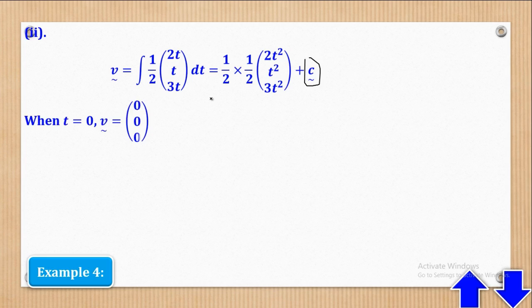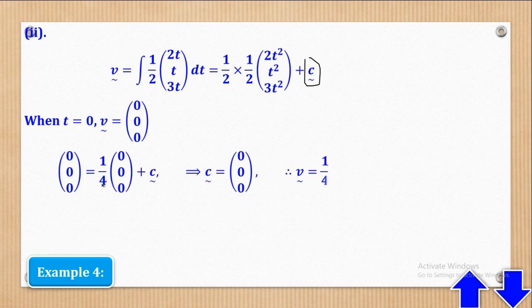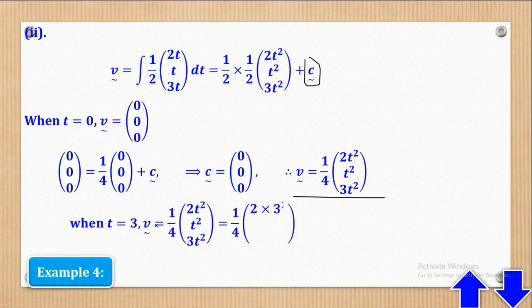Next I'll remember the initial conditions. Initially the particle is at rest, meaning velocity is 0, 0, 0. Therefore, when I substitute for initial velocity, I come up with c being equal to 0, 0, 0. Therefore, my expression for velocity at any time t is a quarter of 2t squared, t squared, and 3t squared. When t is equal to 3, I substitute for t: where there is t, I put 3, and I come up with a quarter of 18, 9, 27.